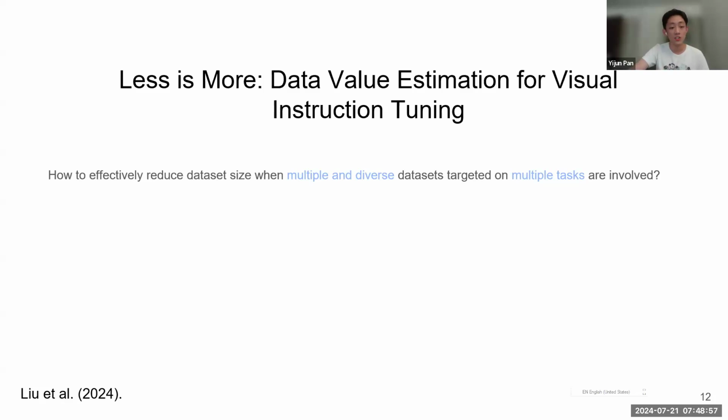So a common situation is that we are facing multiple training datasets that are targeted on several tasks. For example, they can be instruction tuning on a vision language model, and we're considering, for example, figure caption generation, or VQA. So how do we actually sample when we are faced with multiple and diverse datasets?